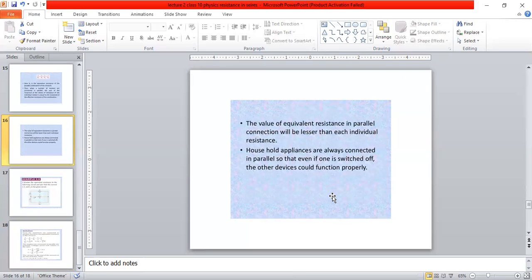Household appliances are always connected in a parallel combination. If someone asks why we use a parallel combination in our household wiring, you can say that because if one appliance is not in working condition, it does not affect the working of the other appliances.